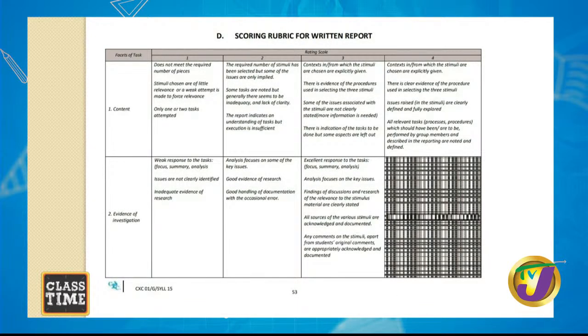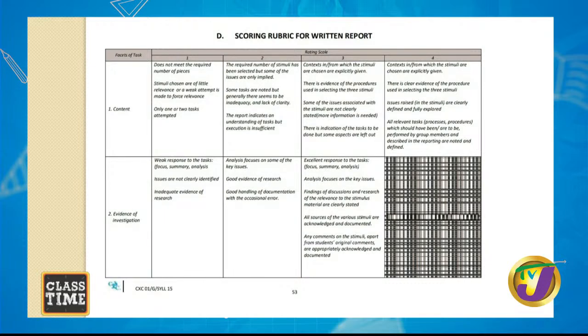Now for the written report rubric. This one is a little more challenging and technical. So you're marked for content, and to get the full marks for content, you would have had to show the context from which the stimuli is chosen is explicitly given. So you would have had to basically state which artifacts you used and where you got them. So the things like your title, the author, if there's an author, singer, if it's a song, that sort of thing.